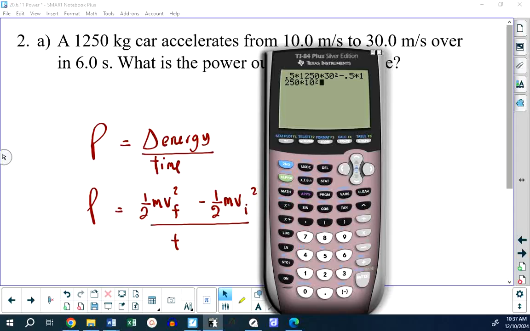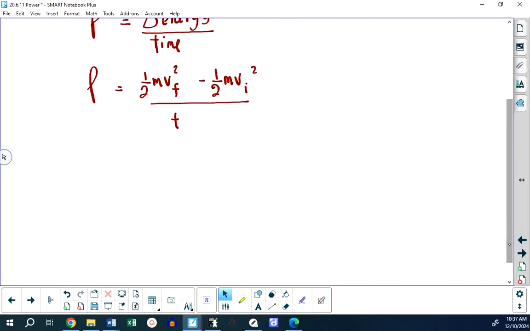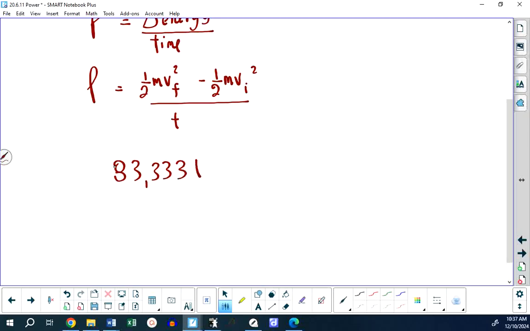So I'm just calculating the top of this. 0.5 mv squared minus 0.5 mv squared gives me this amount of energy. This is the kinetic energy increase of the car. That energy came from the engine. And it happened in 6 seconds. So it's about that many watts or joules per second. 83,333 watts.